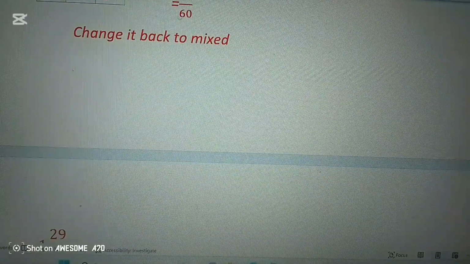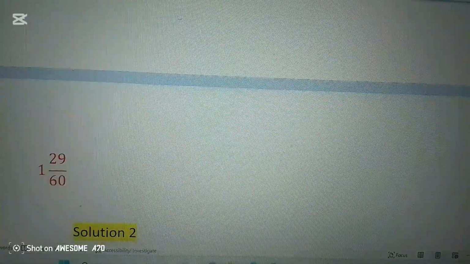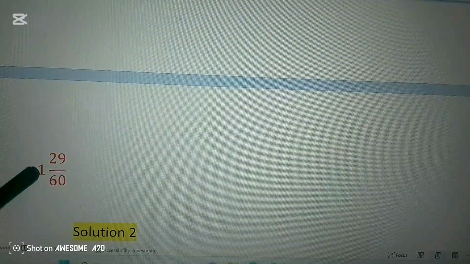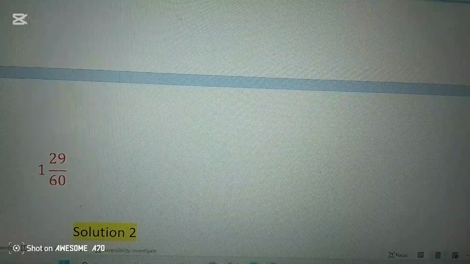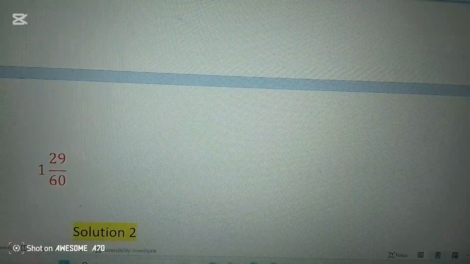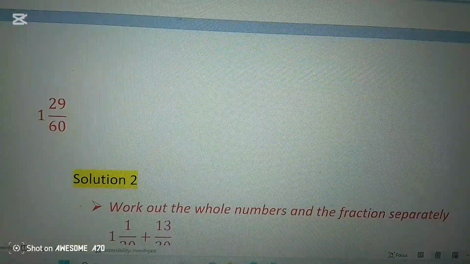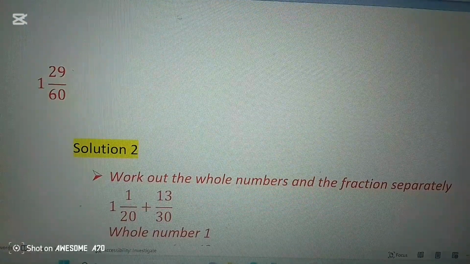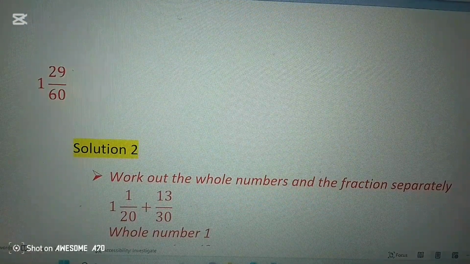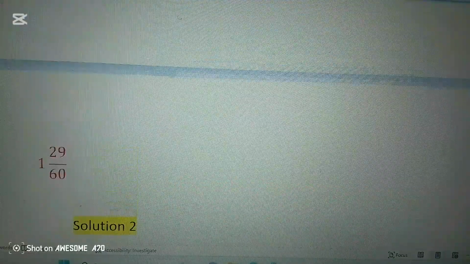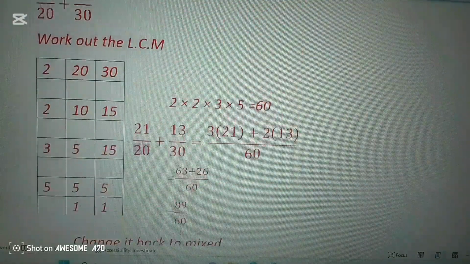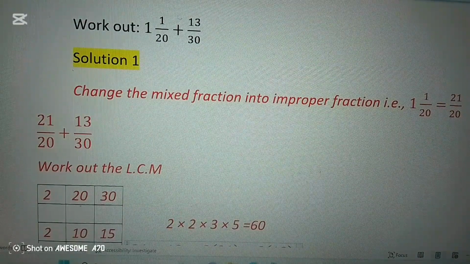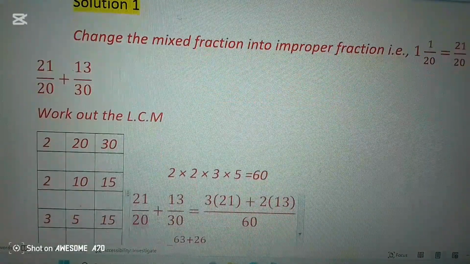Divide 89 by 60, and you're going to get your answer as 1 whole number 29 over 60. Remember, that one was our first solution, our first way of killing the rat. I hope you have understood it.